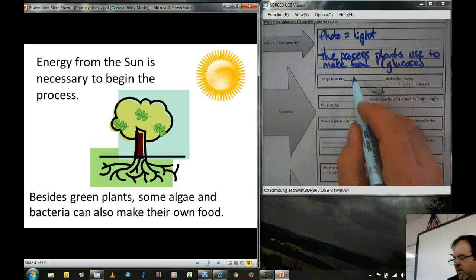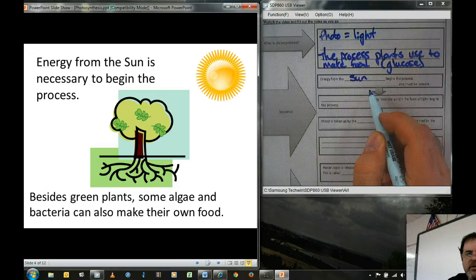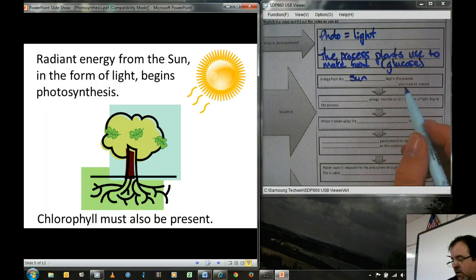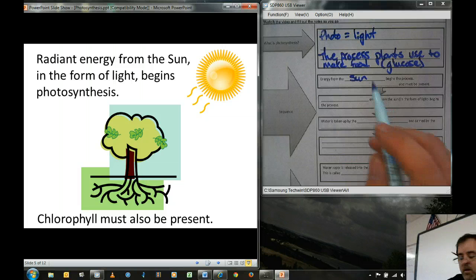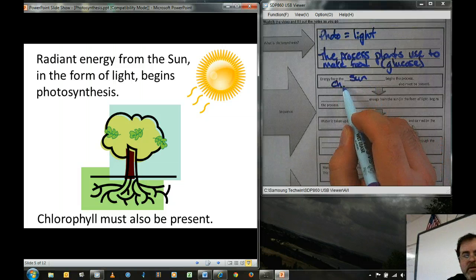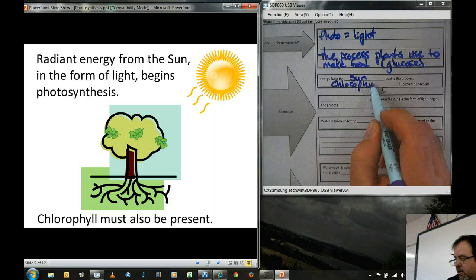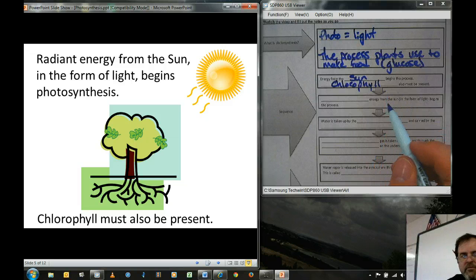So energy from the sun is necessary for the process. Not only do some plants do this, but there's some bacteria out there that will do this as well. What needs to be present is the sun, so we need to get radiant energy from the sun, but we also have to have chlorophyll. This is why humans can't go out into the sunlight and get their fill of sun rays. There actually has to be chlorophyll present, and bacteria and plants are the only ones that have it.